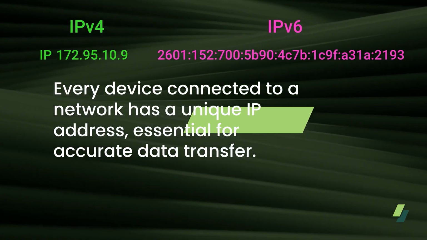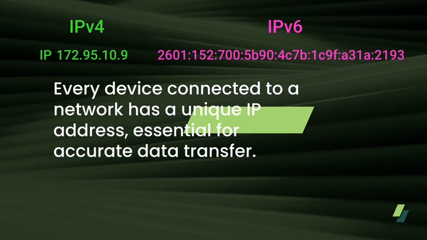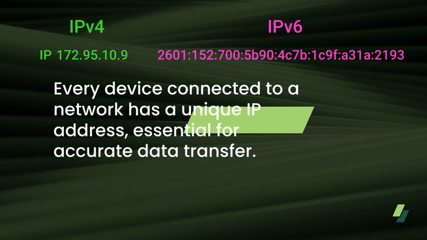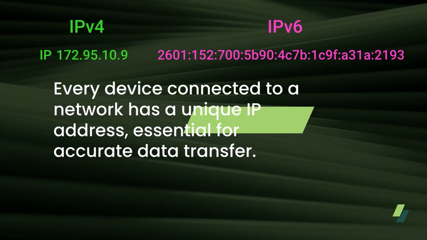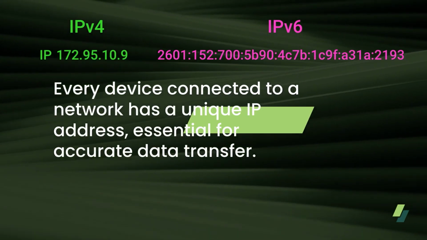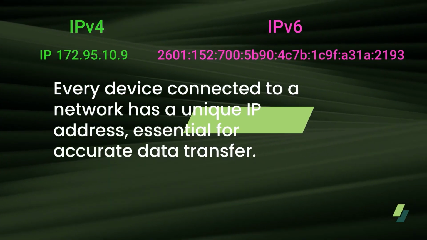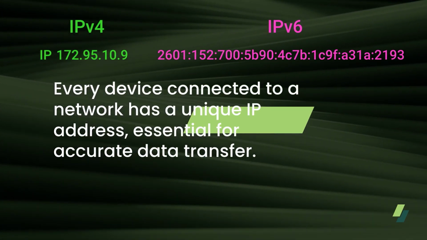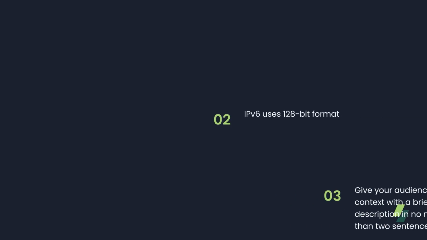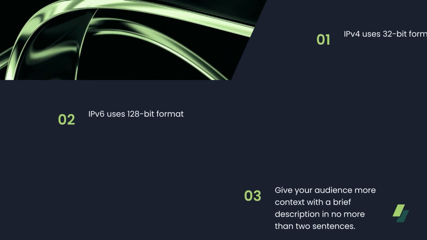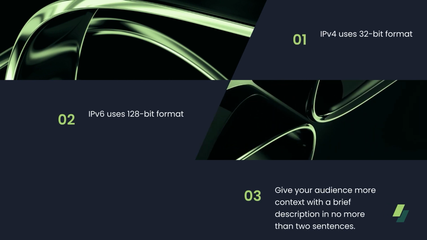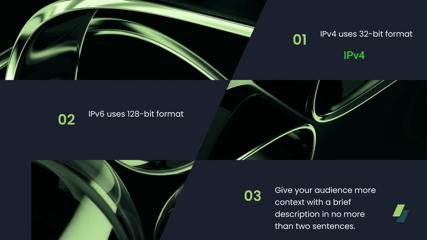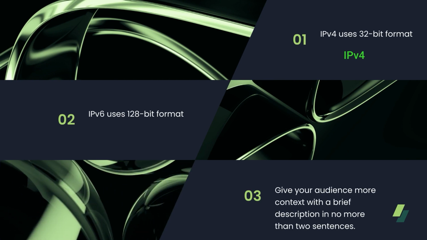IPv6, Internet Protocol version 6 addresses are longer and represented in hexadecimal format. IPv6 was developed to address the limitations of IPv4 and accommodate the growing number of devices connected to the Internet. There are 2 primary types of IP addresses, IPv4 and IPv6. IPv4 uses a 32-bit address format, while IPv6 uses a 128-bit format to accommodate more devices.